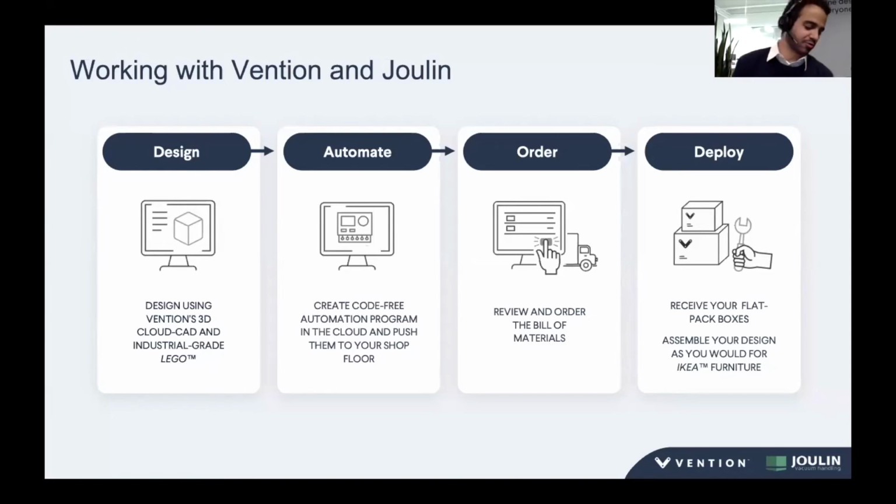So yeah, next up on our palletizing journey, right? So we've decided that we want to palletize. We've now configured our equipment. We've purchased it hypothetically, right? So next up, we want to deploy the equipment. So how does that work, right? And how does it work with Vention and Joulin?